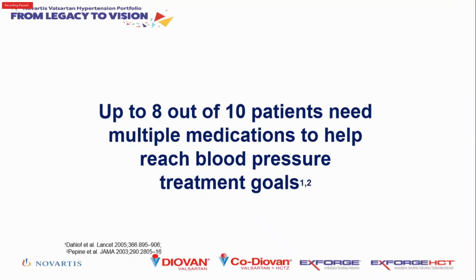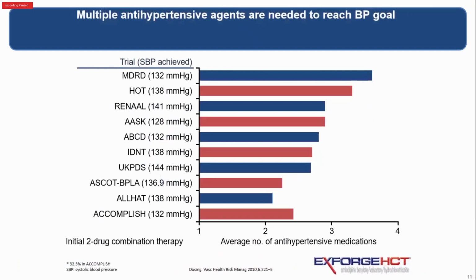So up to 8 out of 10 patients need multiple medications to help reach blood pressure treatment goals. Up to 8 out of 10. Next slide, yes. And here you can see the various multiple antihypertensive agents which were required to reach goal in all of these studies over the past 2 to 3 decades. So you can see, on average about 3 medications are required to bring patients to required targets. Next slide.